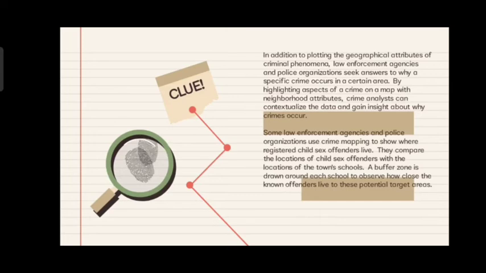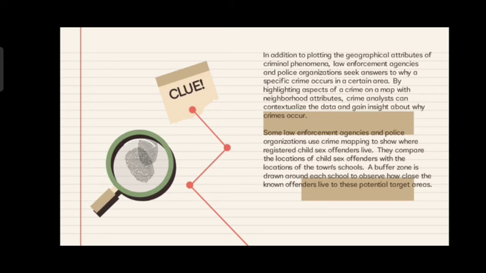In addition to plotting the geographical attributes of criminal phenomena, law enforcement agencies and police organizations seek answers to why a specific crime occurred in a certain area by highlighting aspects of crime on a map with neighborhood attributes. Crime analysis can contextualize the data and gain insight about why crimes occur.